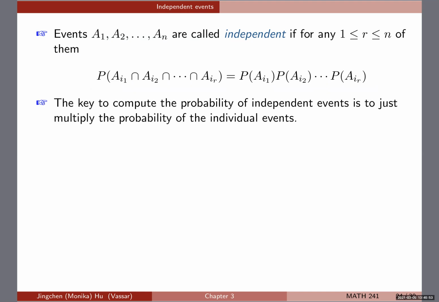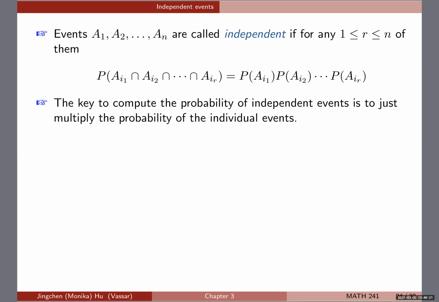Lastly, just to keep in mind, the key to computing the probability of independent events is just to multiply the probabilities of the individual events. We have been doing that consciously or unconsciously in the past. Now I hope with this definition formally introduced, and with some examples, we know why that is the case, and why we're able to take the product of the marginals in order to get the probability of the joint.